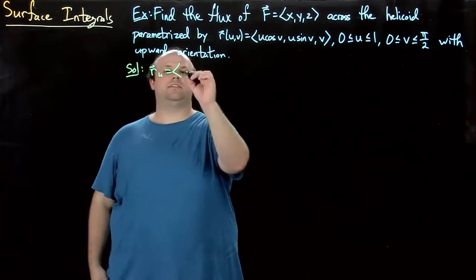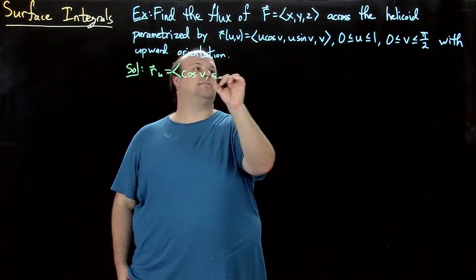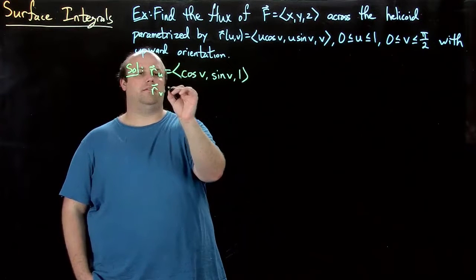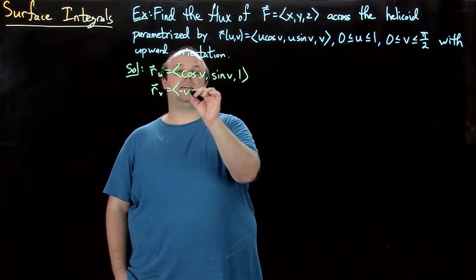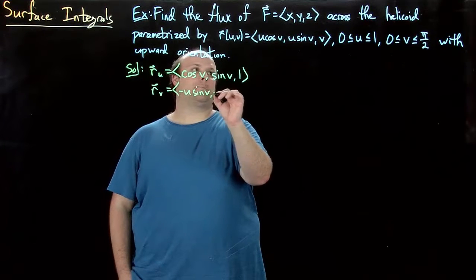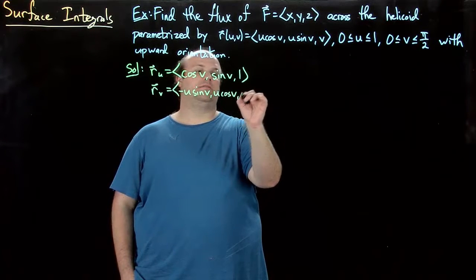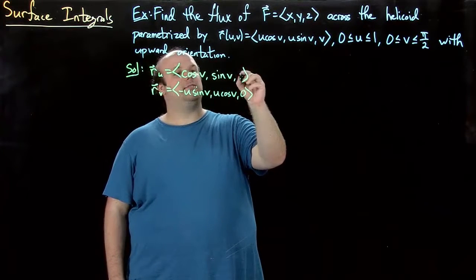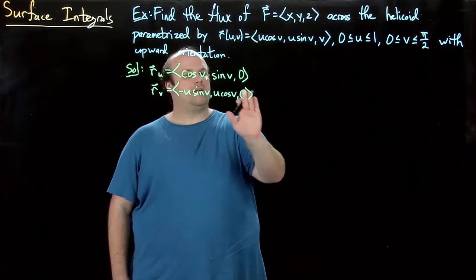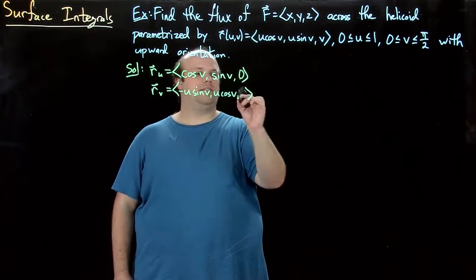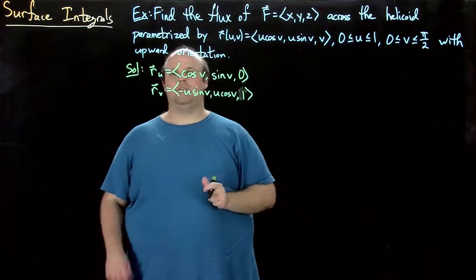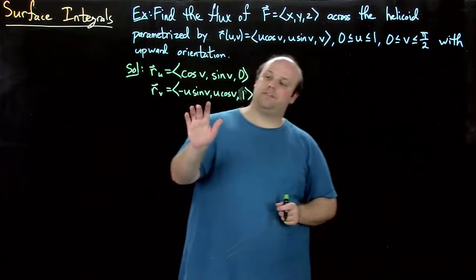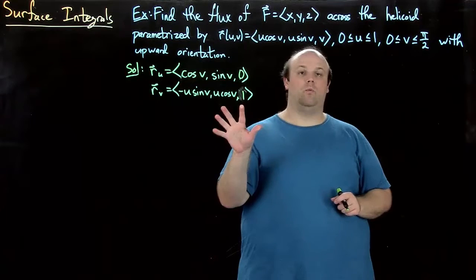Cosine v, sine v, and then r_v, which will be negative u sine v, u cosine v. I did that backwards. This one's 0, and this one is 1, because that's a v, not a u. So r_u is cosine v, sine v, 0. r_v is negative u sine v, u cosine v, 1.